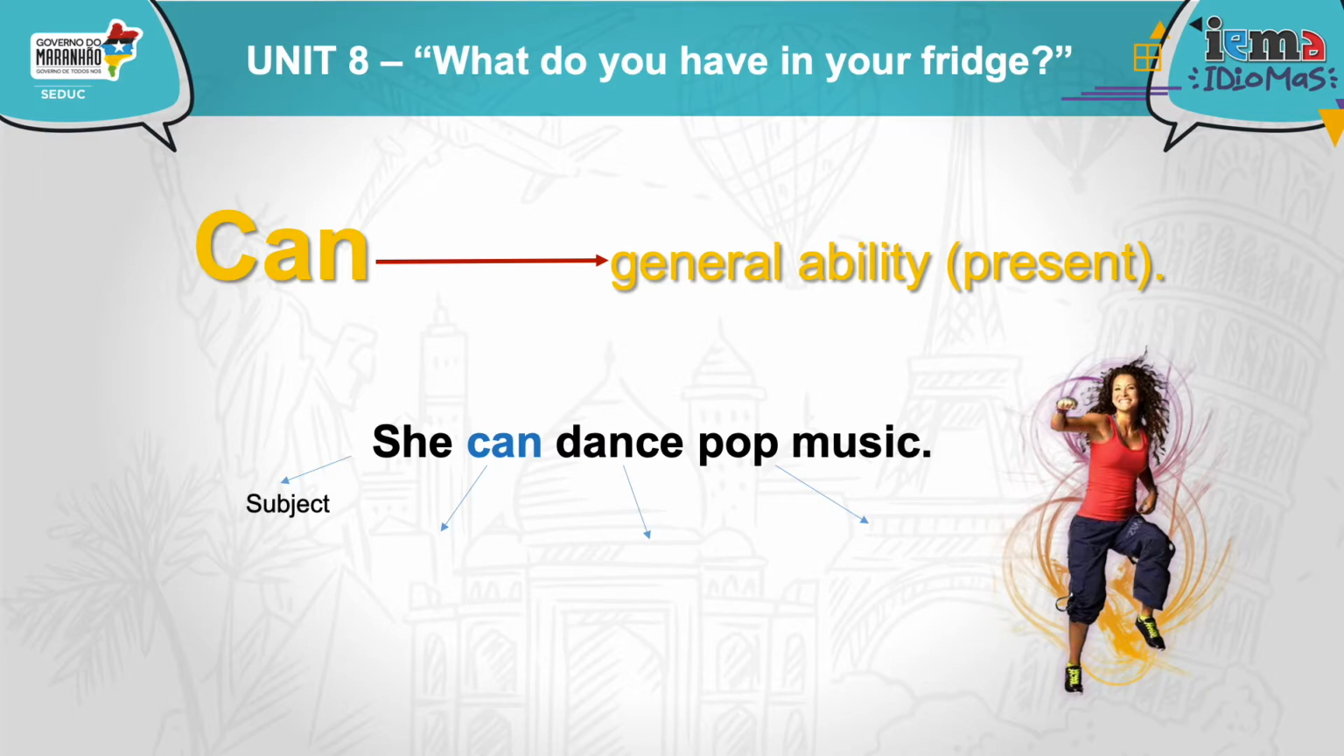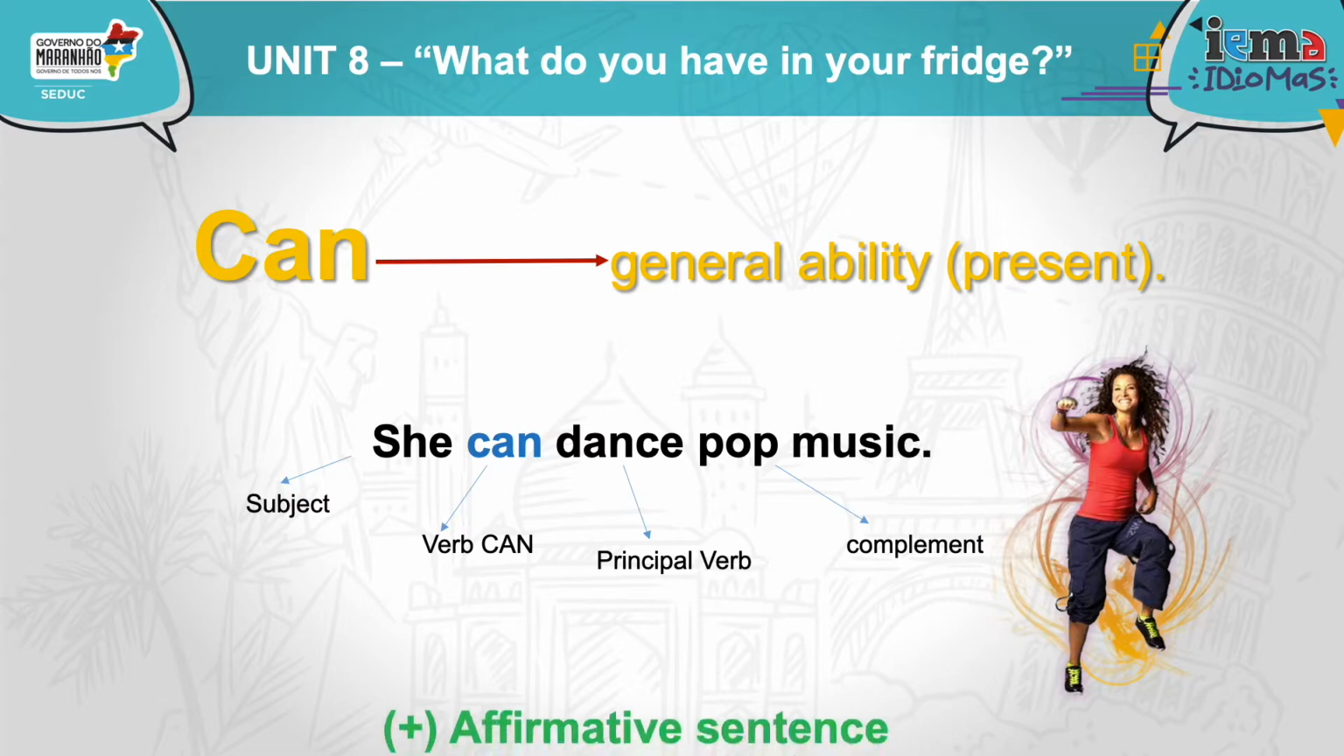So can indicates general ability, but in the present, okay? Whenever you see can, it's talking about something in the present. So there we have the example: she can dance pop music. She is the subject. Can is the verb that indicates ability. We have the verb dance and the complement of the sentence, pop music.